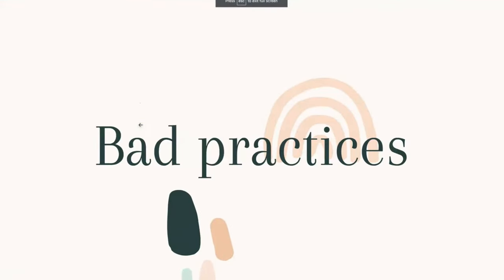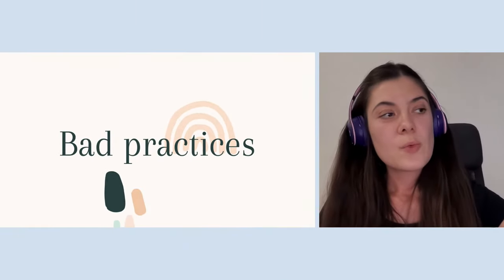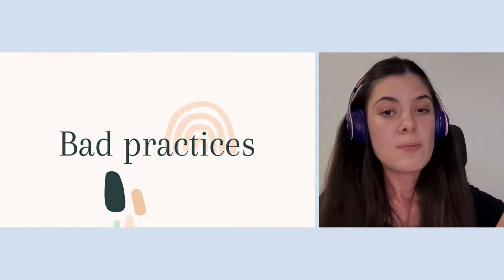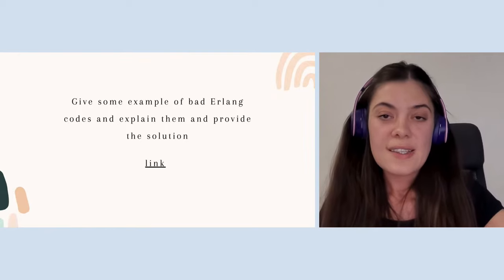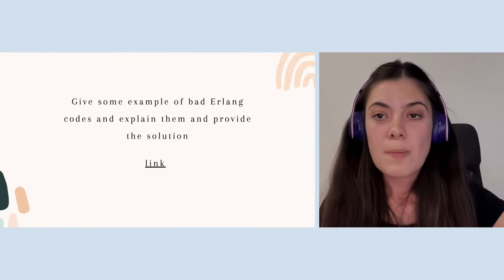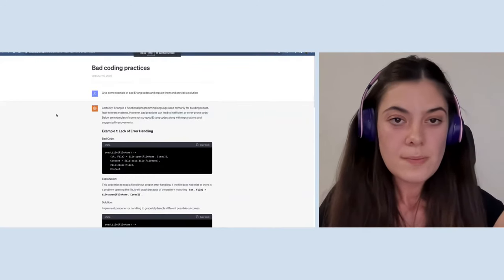Cool. So now that we have a plan and we know how to use ChatGPT to review our code, let's see how we can use ChatGPT to learn things that you may find only by practicing a lot. So let's see what are some bad Erlang code examples and what is the solution to them.